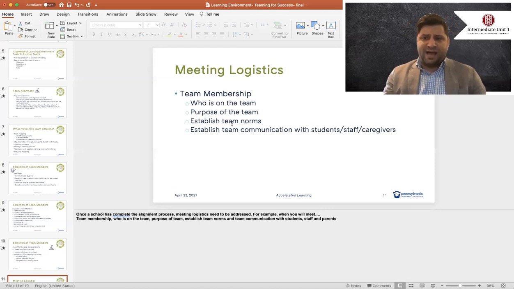Once you've gone through this alignment process, once you've mapped, once you've looked at where your needs are with teaming, once you've identified and assigned or voluntold staff to be on this team, this is the next process. That team needs to get together and immediately set their logistics, set their norms, set their expectations, set the roles and responsibilities.